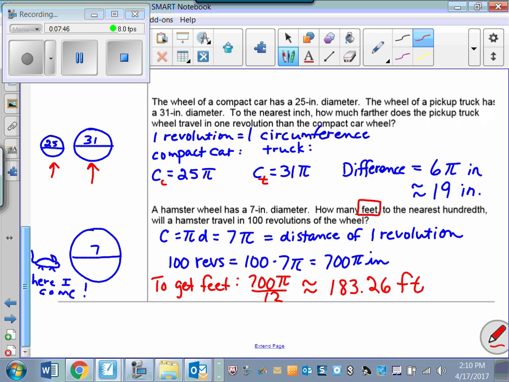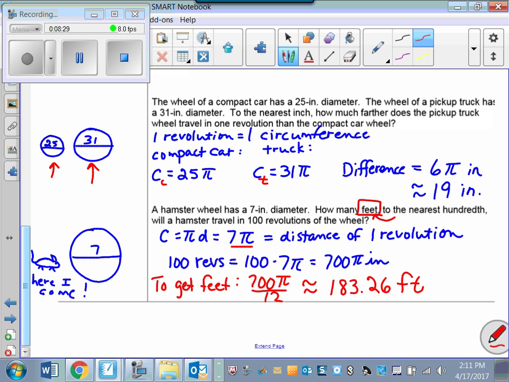And then down here we got this poor little hamster who's going to run his little legs off because he doesn't know any better, because he can't go outside. And I find, so the same thing here. I know that one revolution is one circumference, so I find that distance, which is 7 pi. Okay, well, he's going to do 100 revolutions. In real life, I think they do maybe thousands and thousands of revolutions in a day. But I guess this was just a step at a time. So this guy does 700 pi inches in distance with 100 revolutions, but they ask me to round to the nearest foot, to the nearest hundredth.